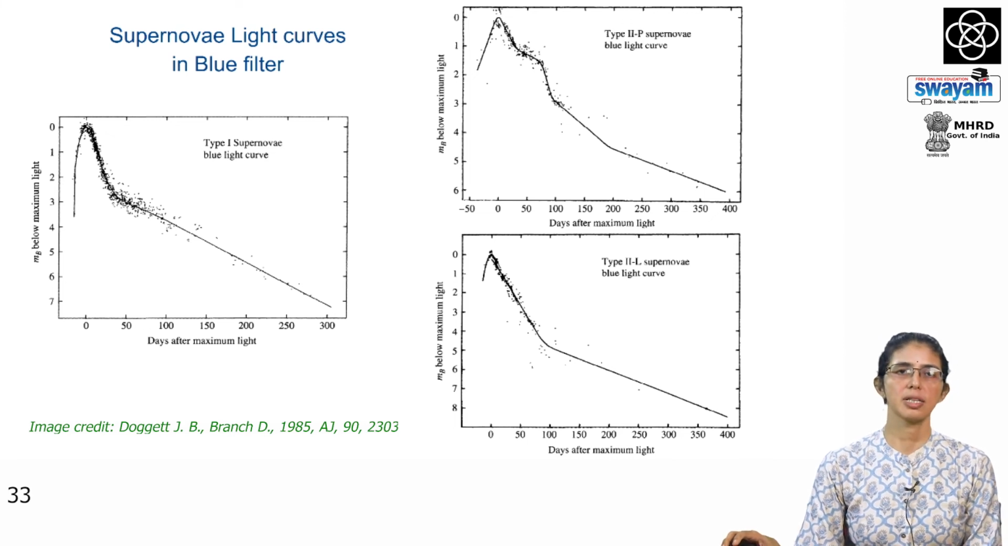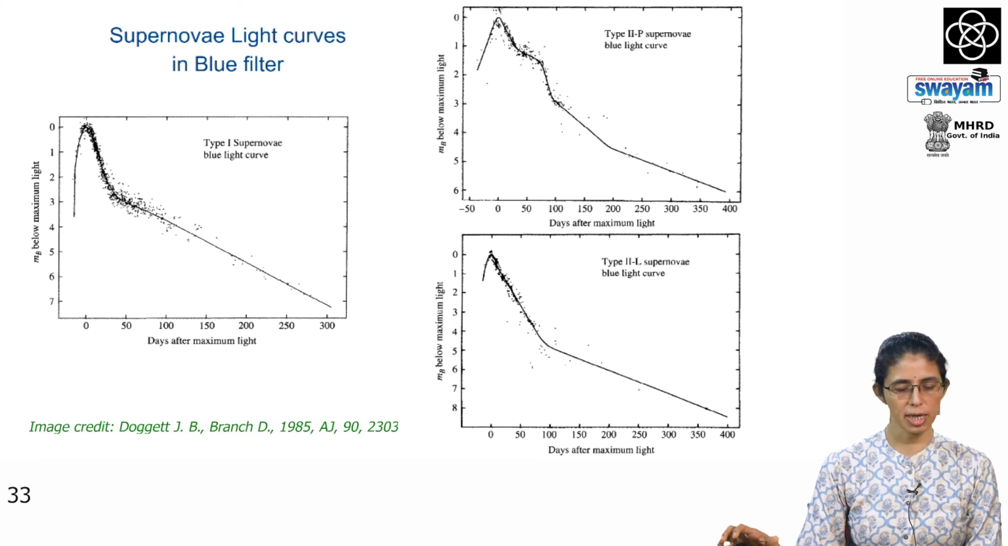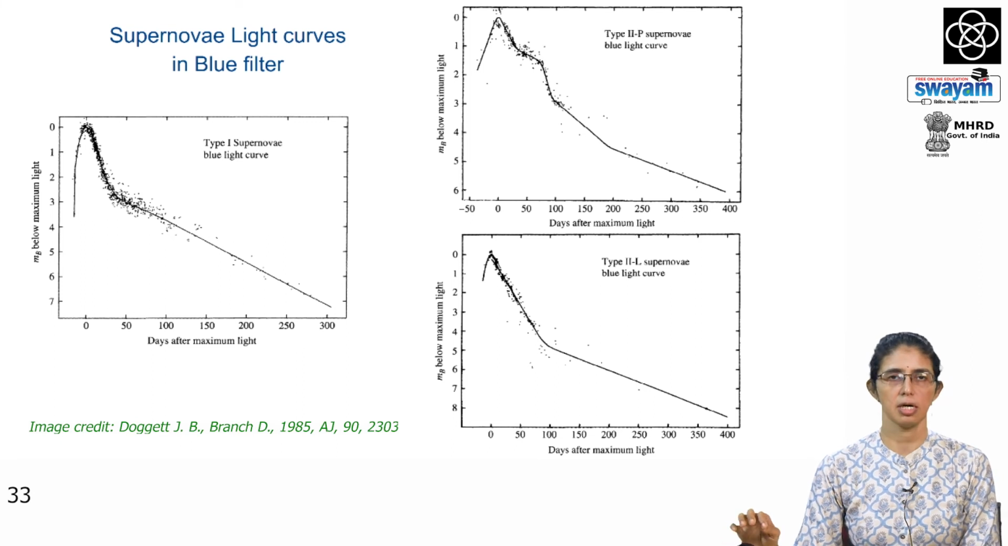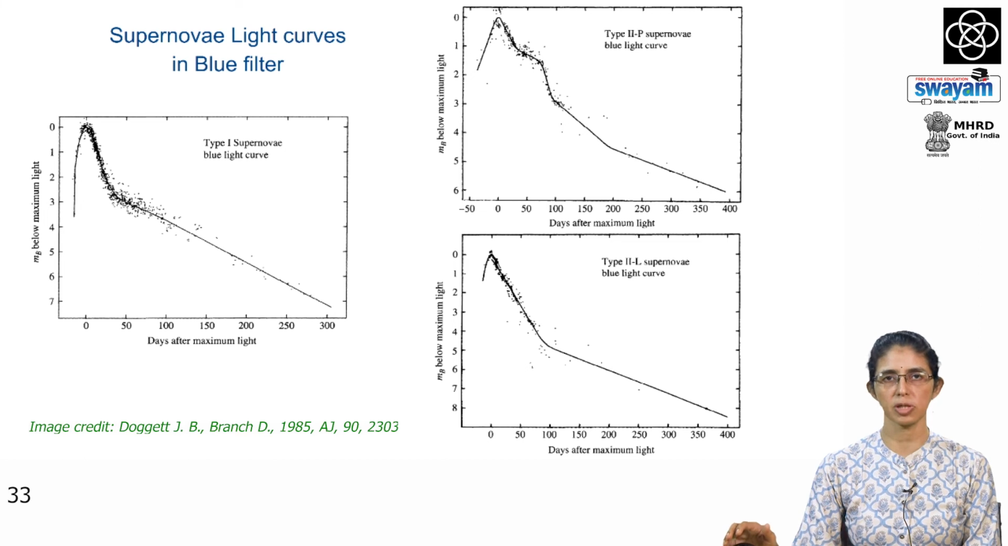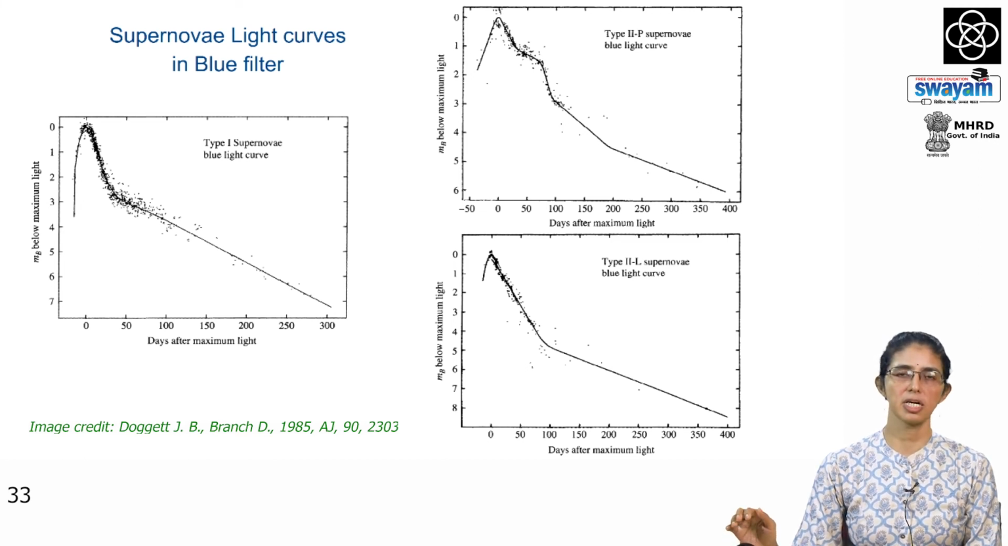This slide shows the light curve of the supernova. As these are transient explosive events, we measure the brightness as a function of time. The left hand panel shows the type 1 supernova light curve, and one can see that it has a very characteristic light curve. The radiation from the supernova increases, it reaches a peak and then falls down and then falls more slowly.